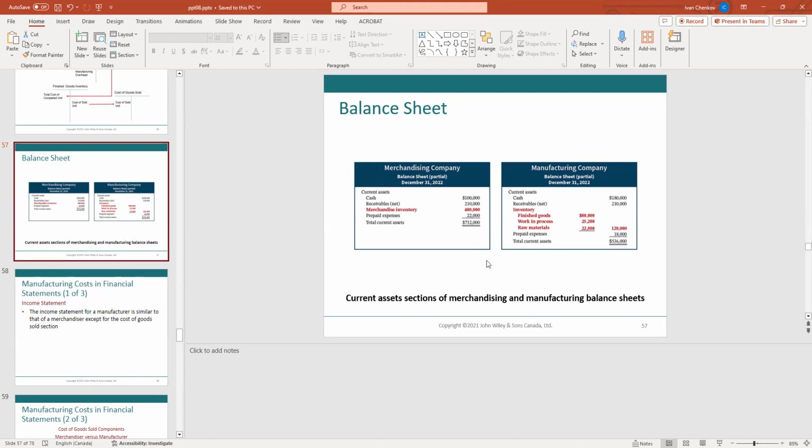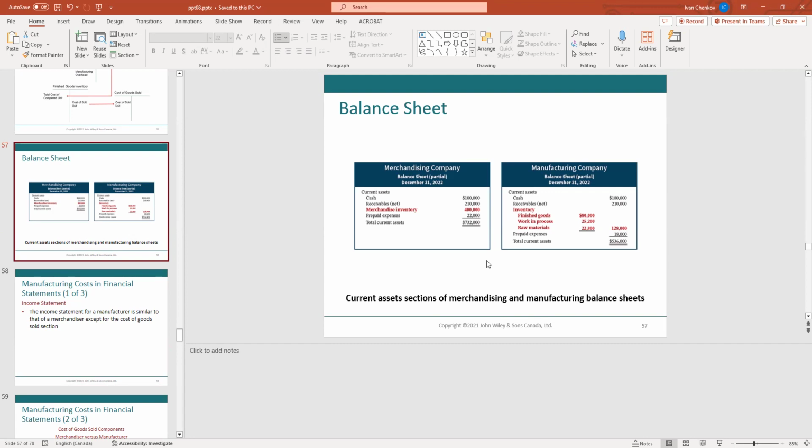Which one can be easily transferred into cash? Finished goods. Finished goods, we can easily transfer to cash. Work in process has to become a finished good and then transfer into cash. So that will be less liquid. And the raw material is the one that is least liquid.